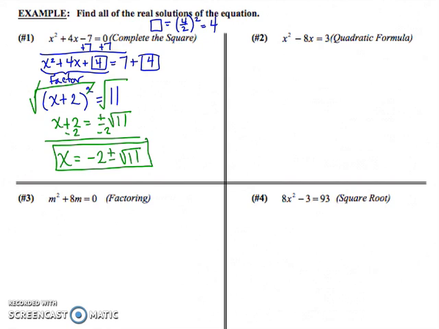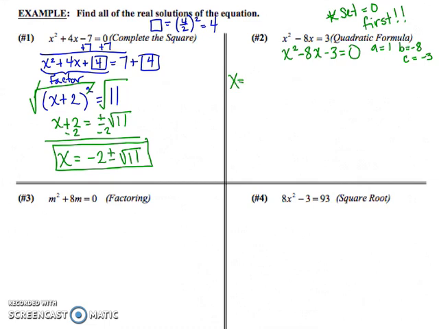Question number 2, we're going to solve using the quadratic formula, but caution, you can't use the quadratic formula until you set the equation equal to 0 first. Notice that my equation is not set equal to 0 yet, so I need to bring that 3 over to the other side. So I've got x squared minus 8x minus 3 equals 0. That tells me that my a value is 1, my b value is negative 8, and my c value is -3.